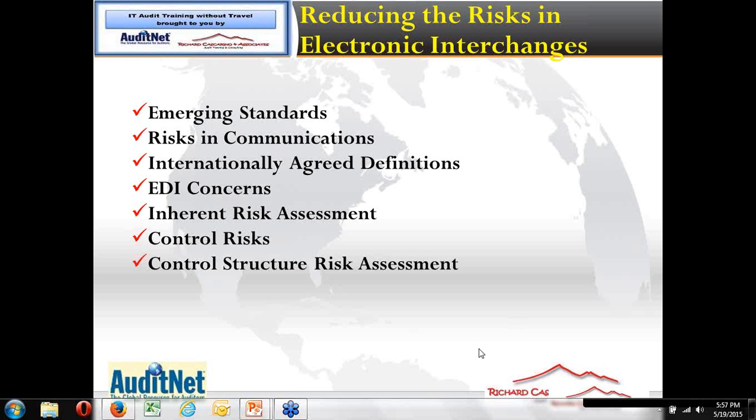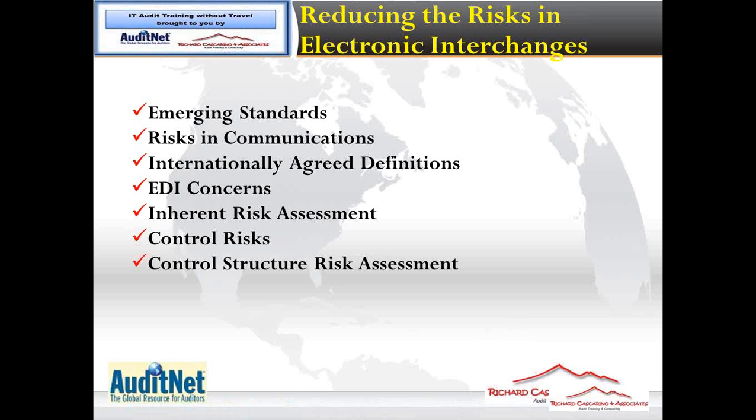Now, whether you're dealing with a financial institution or you're doing some form of e-commerce, in all ways, shapes and forms these days, we are sending electronic communications and we're doing interchanges from my computer to yours, from yours to mine. So we'll have a look at what are the emerging standards. We'll take a look at some of the risks, some of the internationally agreed definitions. We'll look at EDI concerns and doing inherent risk assessment, and then looking at control risk and control structure risk assessment.